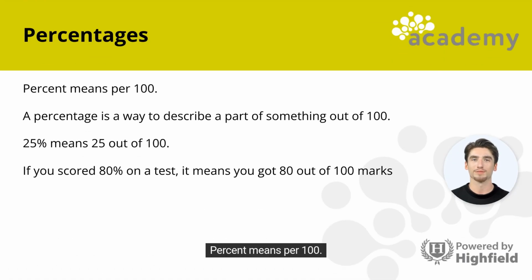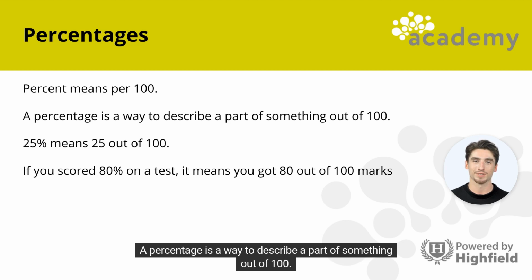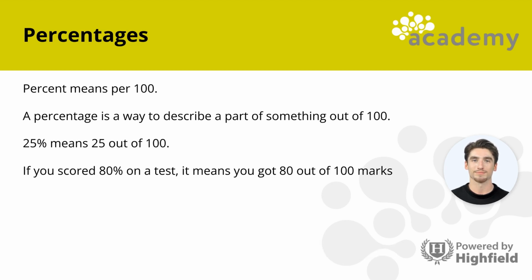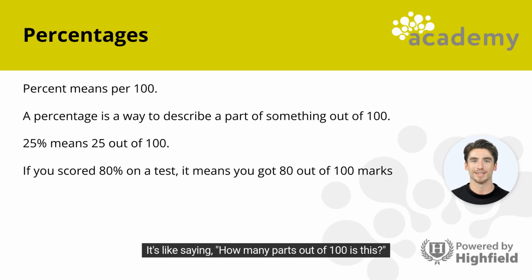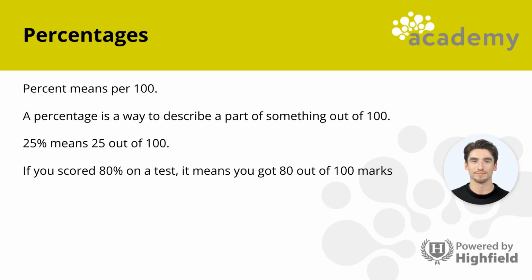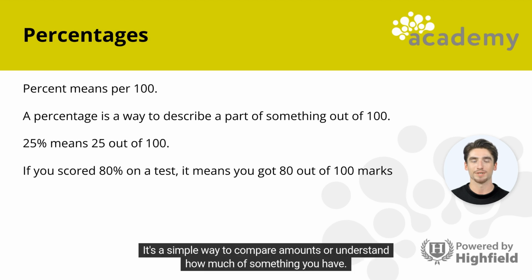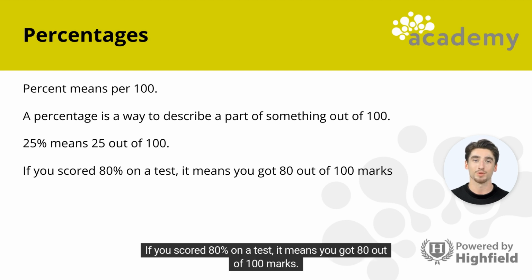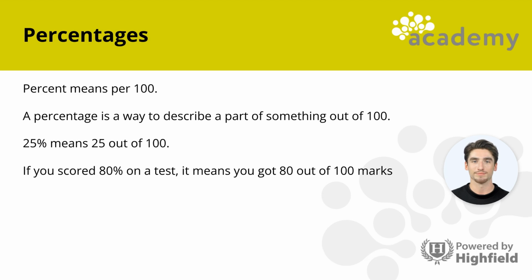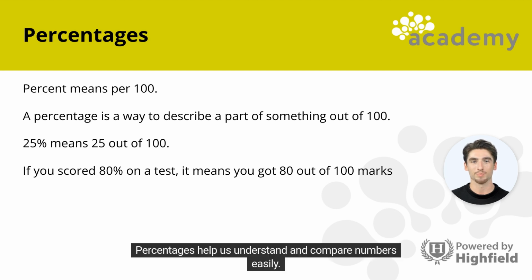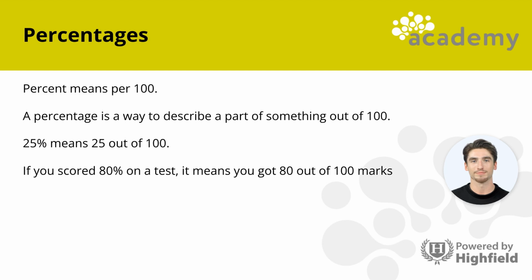Percent means per 100. A percentage is a way to describe a part of something out of 100. It's like saying, how many parts out of 100 is this? For example, if you have 25%, it means 25 out of 100. It's a simple way to compare amounts or understand how much of something you have. If you scored 80% on a test, it means you got 80 out of 100 marks. Percentages help us understand and compare numbers easily.